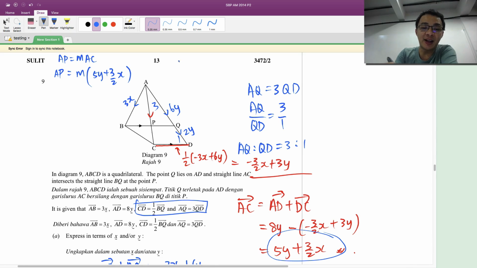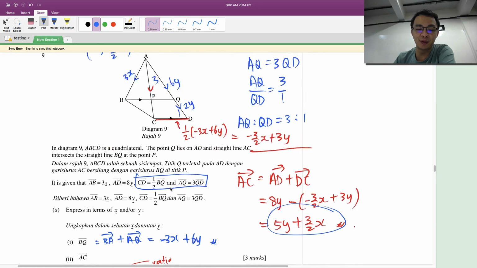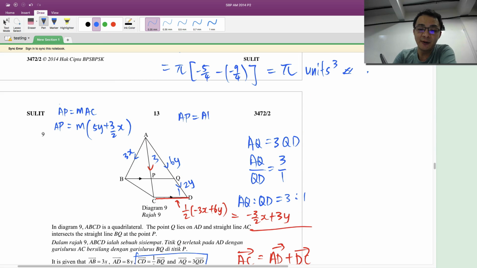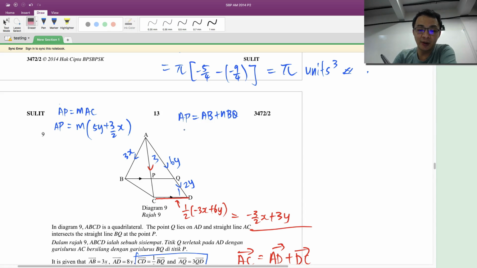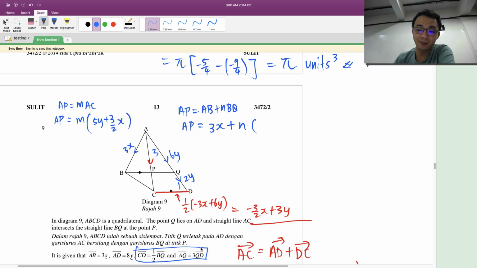Okay, and then I have another equation: AP equals AB plus NBQ. This one we'll definitely need to work on. We leave AP here. Of course we have AB, which is just 3x, plus n times BQ. Do we have BQ? Yes, I think we did it at the beginning. It's this one: minus 3x plus 6y.